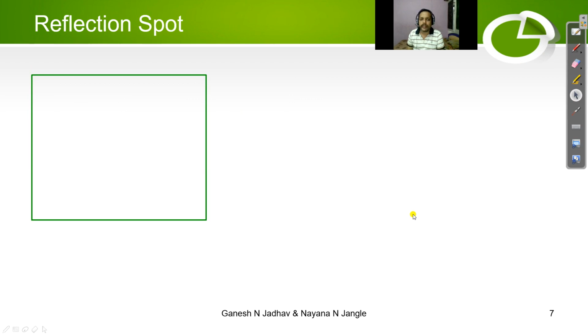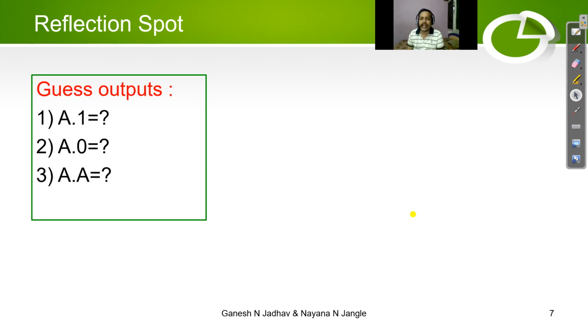So again here we have a reflection spot. Pause the video and guess the output of these equations. Here there are A into 1, A into 0, A into A and A into A dash. So pause the video and guess the answer.